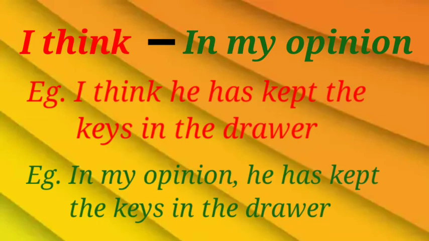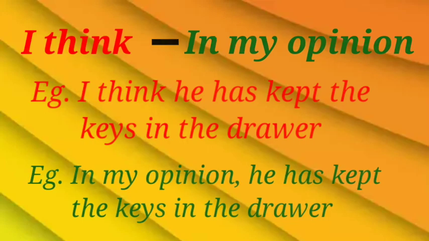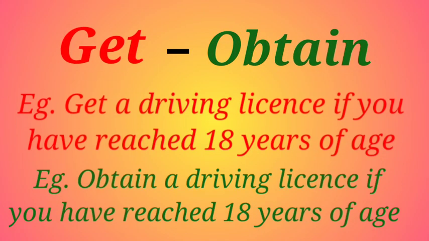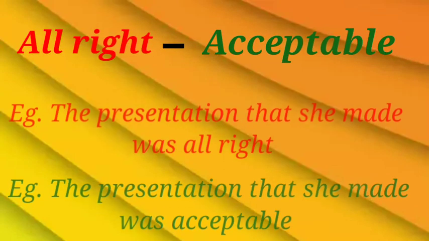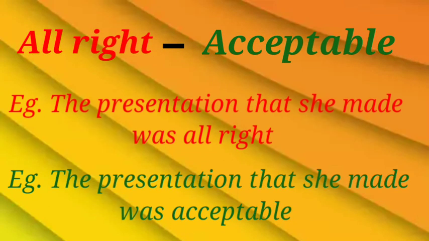In my opinion in place of I think. Example, I think he has kept the keys in the drawer. In my opinion, he has kept the keys in the drawer. Obtain instead of get. Example, get a driving license if you have reached 18 years of age. Obtain a driving license if you have reached 18 years of age.